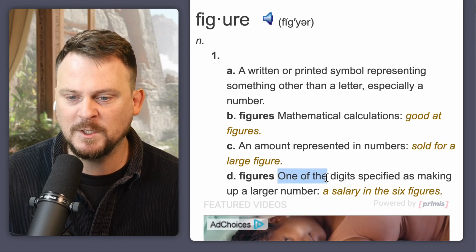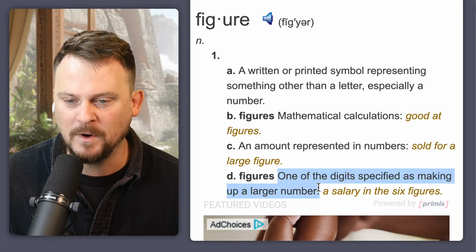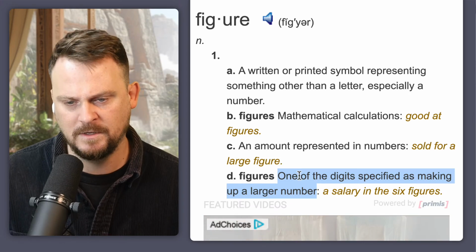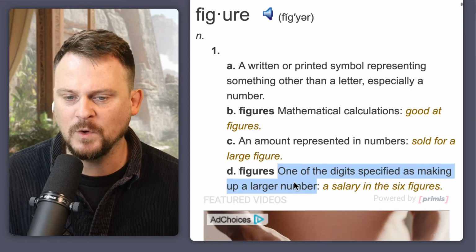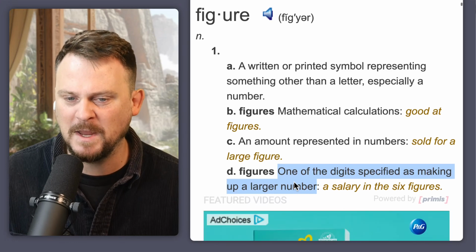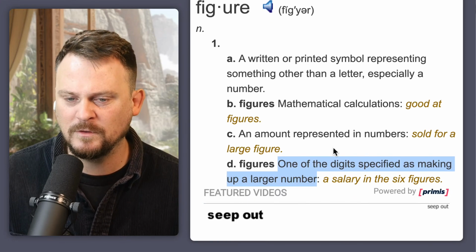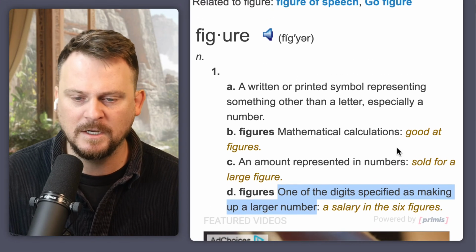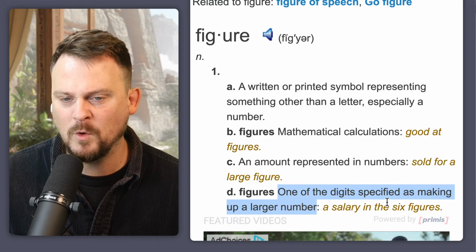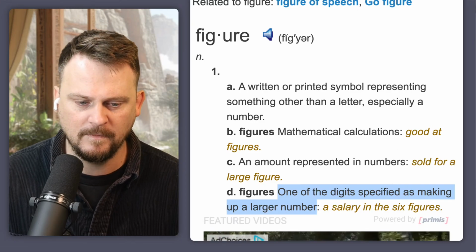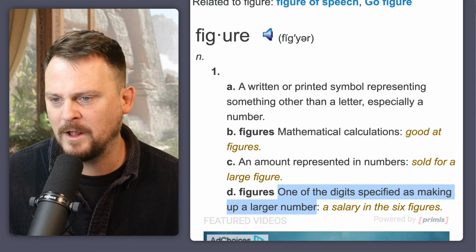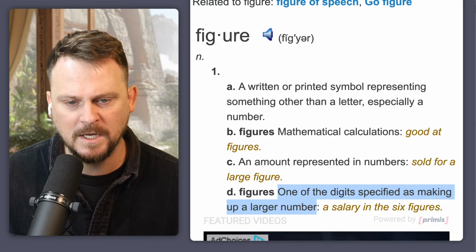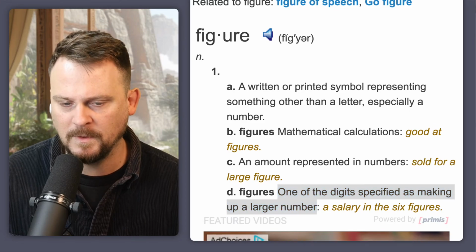One of the digits specified as making up a large number. A salary in the six figures. One of the digits specified as making up a larger number. A salary in the six figures. Okay. I might need a couple more examples of that. All right. Okay, you know what? Let's bring up our old pal here to explore this a little bit more.